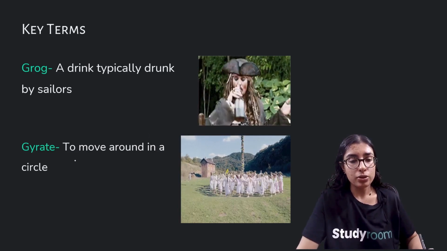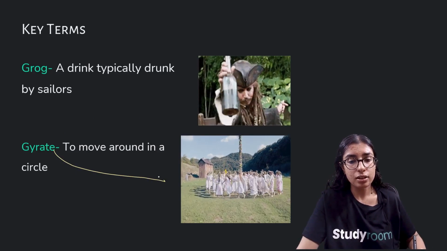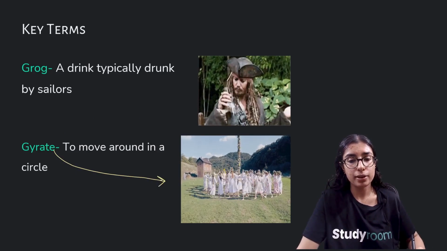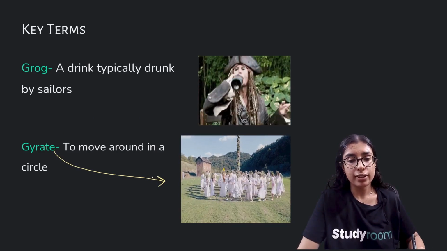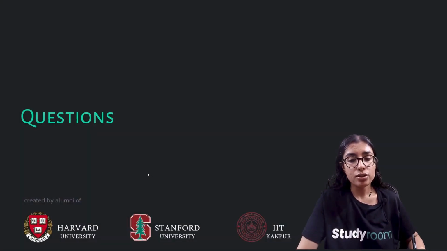Gyrate, to move around in a circle. You can see here how movement in a circle takes place by the women who are circling in this particular manner. There are a few questions that we must answer in order to comprehend the chapter that we have learned so far.